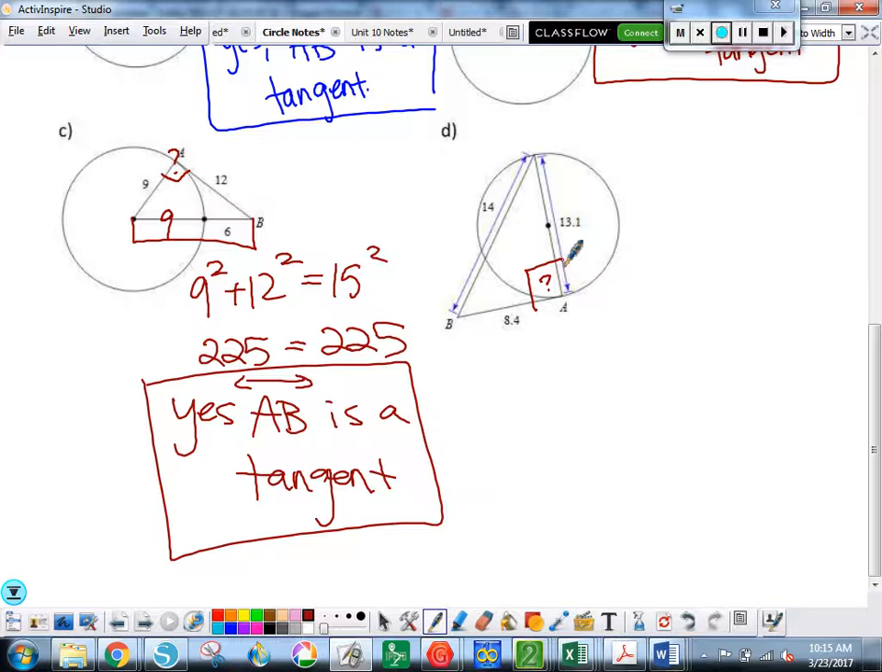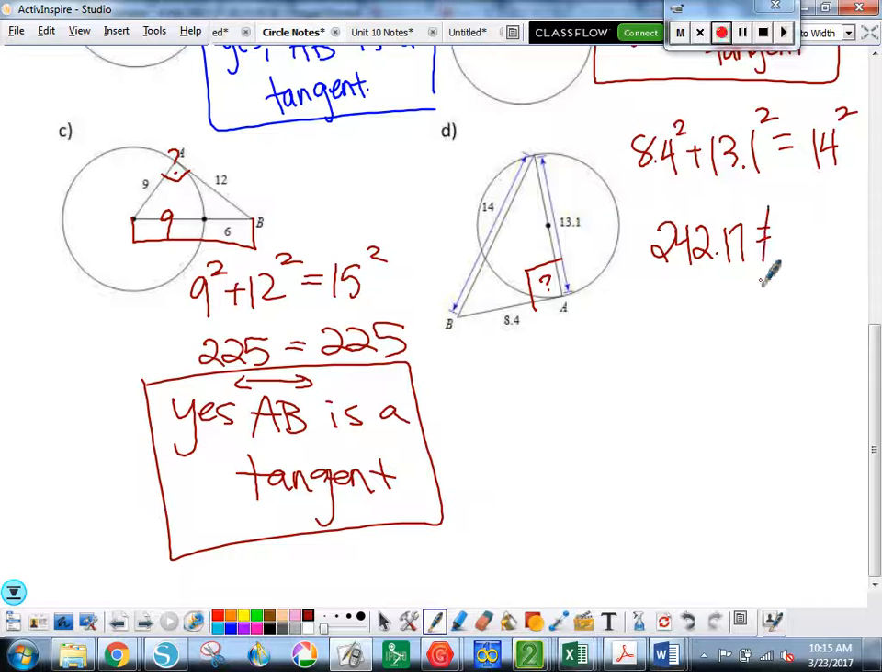So that would be the 90. Is 8.4 squared plus 13.1 squared equal to 14 squared? What is 8.4 squared plus 13.1 squared? Now I know that this can't be that, right? Why? Will you square a whole number and ever get a decimal? No. So I'm going to say no. AB is what? Not a tangent. There's a space in between there.